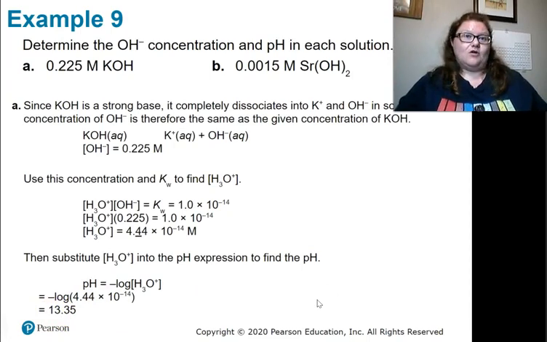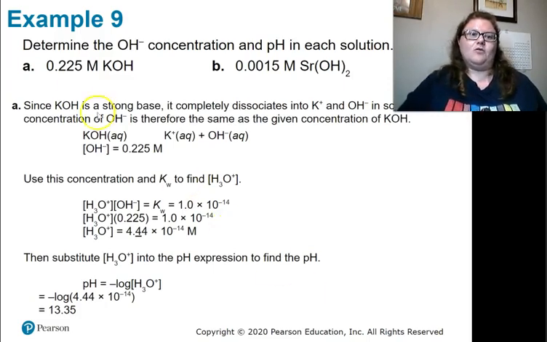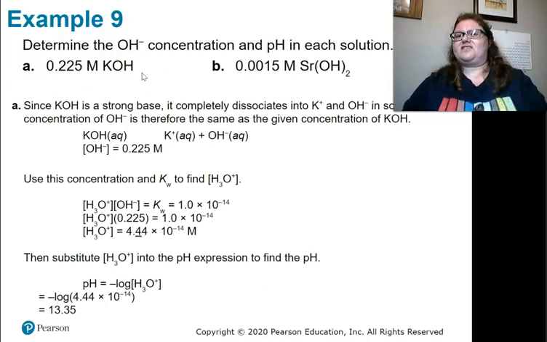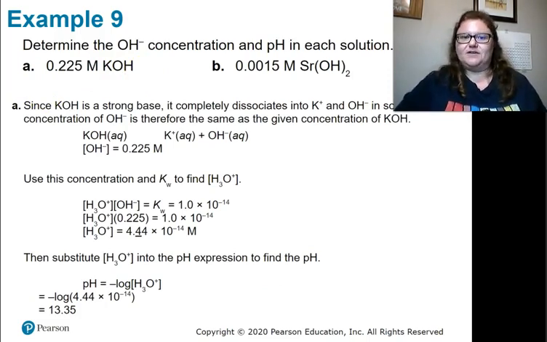13.35. So on the scale of 0 to 14, 13.35 is basic, right? KOH is a base, so the pH that we calculated makes sense with what we were given. That's a good little check at the end that you can do.